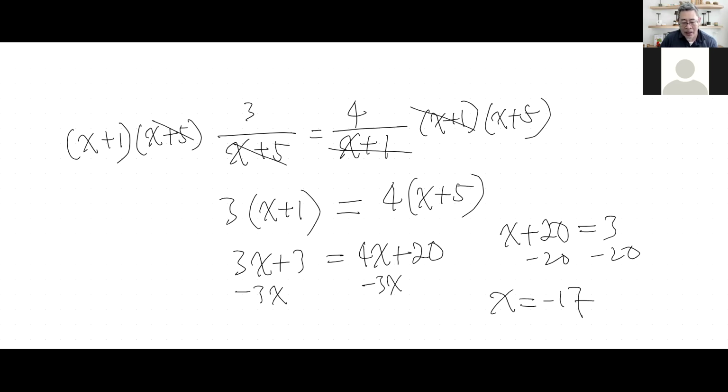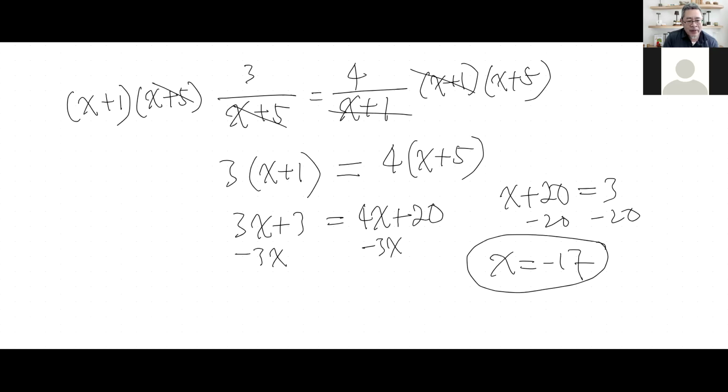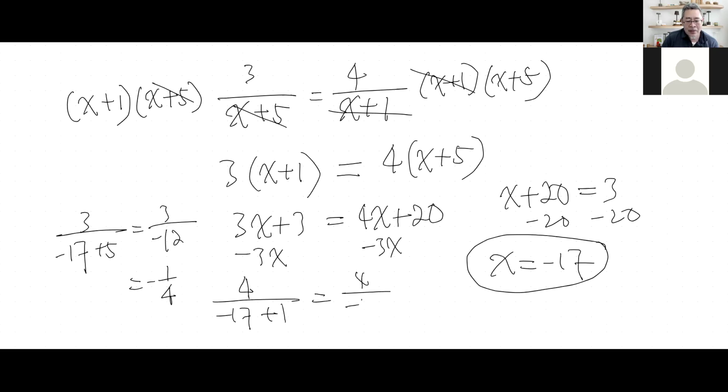And once we got that, like when we solve any equation, we actually need to check. That's called the verification. So 3 times negative 17 plus 5, that gave us 3 over negative 12, and that is 1/4. So that's the left side. We want to see the right side. Do they equal? Negative 17 plus 1, so 4 over negative 16, which is negative 1/4. So therefore, this is the real answer. Good.